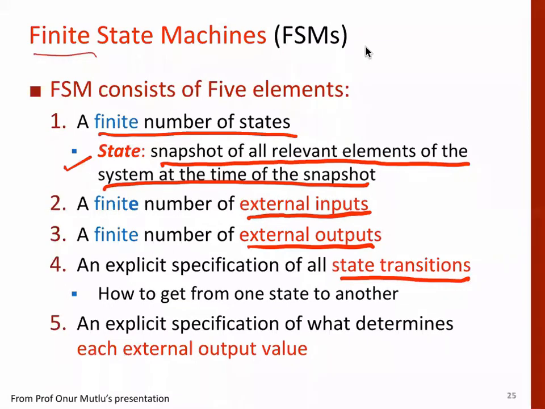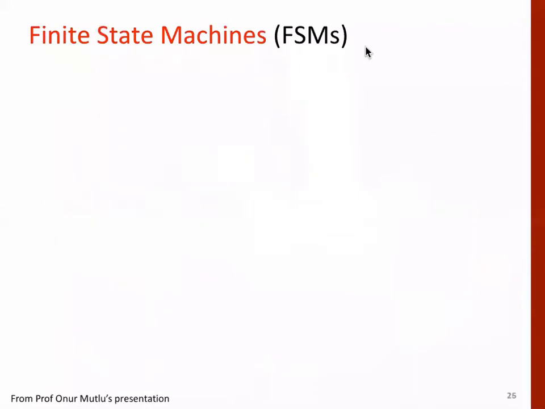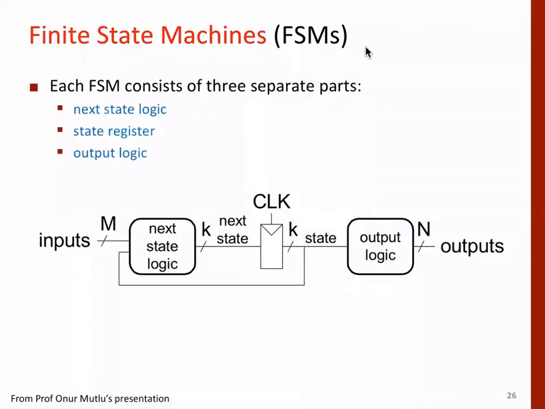All right. So state transition, how we actually transition from one state to another state, needs to be defined. And the last point is that we'll also have to explicitly specify what determines the actual external state value, what is the actual output. All right, so it's something like this. This diagram you would have studied several times.